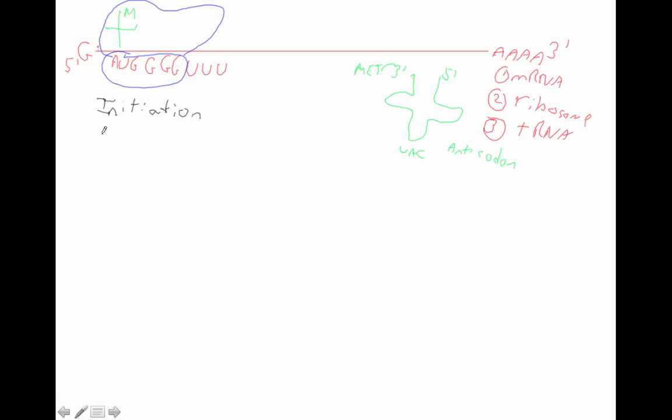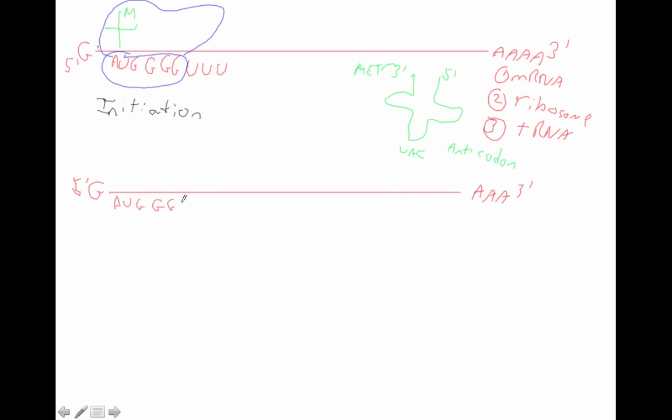Now the next step of elongation will require 3 events to occur. So before we get there, let's redraw this here, right down here. 5' G cap right here. And we have our messenger RNA coming across here with our poly A tail. And we still have our codons here, AUG, GGG is our next codon.